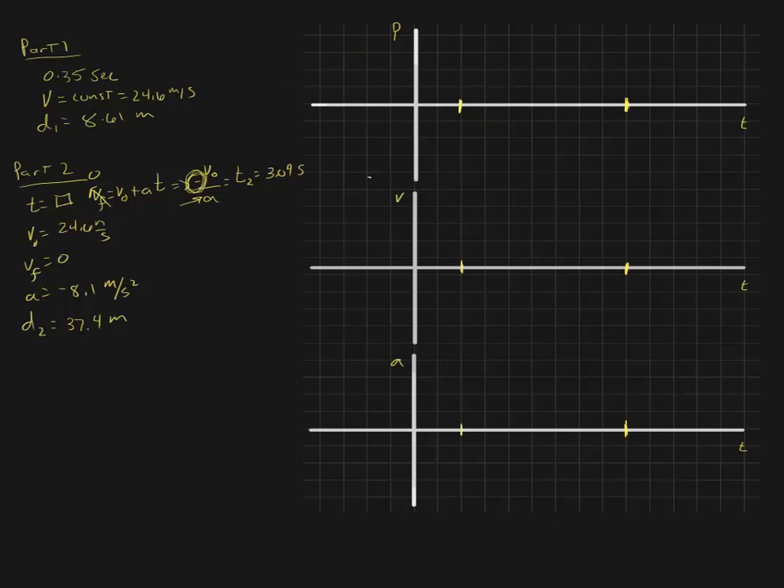Okay, so we have a constant velocity of 24.6 meters per second, and this is a positive velocity because we had the car moving to the right. So we should have a straight line which has a slope of 24.6 meters per second on the position time graph, and our final position should be at 8.61 meters. So we'll make that this point right here, and that means we're going to have a straight line that goes from here to here.